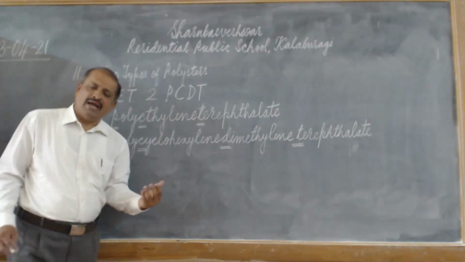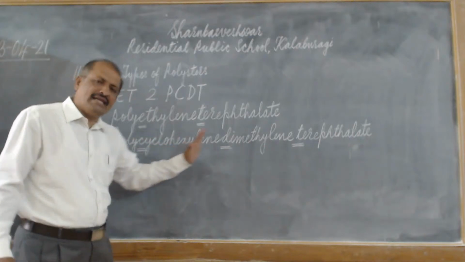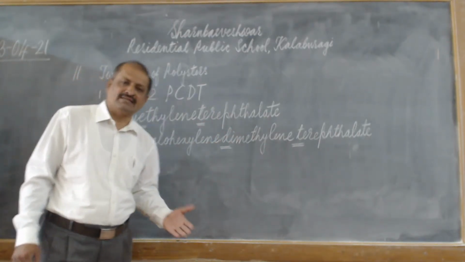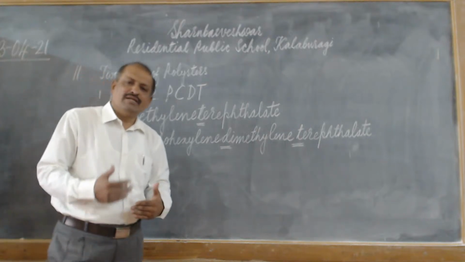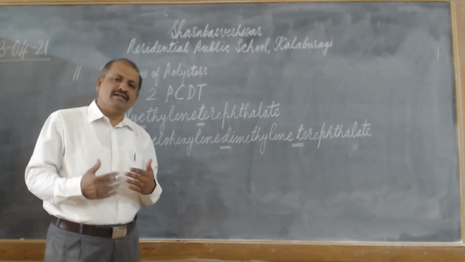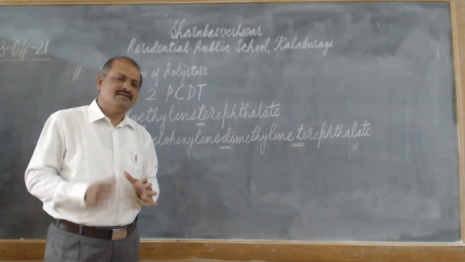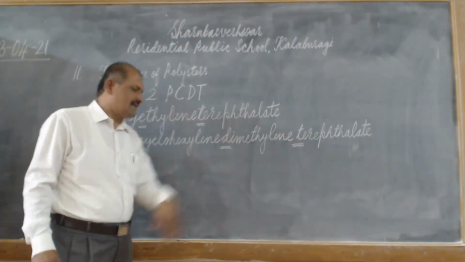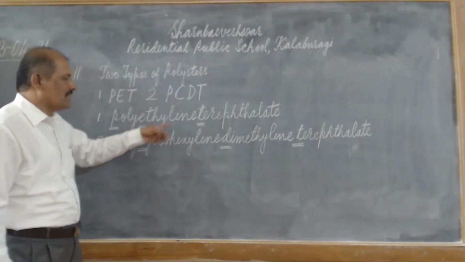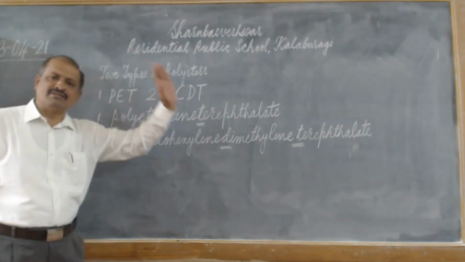See, you have to be well versed with the chemical names only by practice. Often you need to recite it, often you need to say it, often you need to write it. Then only you become familiar with all these chemical names. So polyethylene terephthalate and polycyclohexylene dimethylene terephthalate are the two types of polyesters we have.